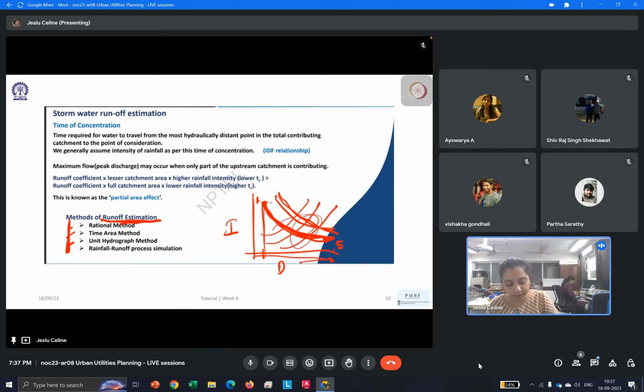For a 10 year return period, the graph is a bit higher. Obviously when you take your interval as 10 years, the intensity will increase, so it would be at a higher intensity. For a 15 year return period, probably the graph is higher still. This graph is there in the lecture PPT. Any doubts in this question? No? Okay, we'll proceed further.